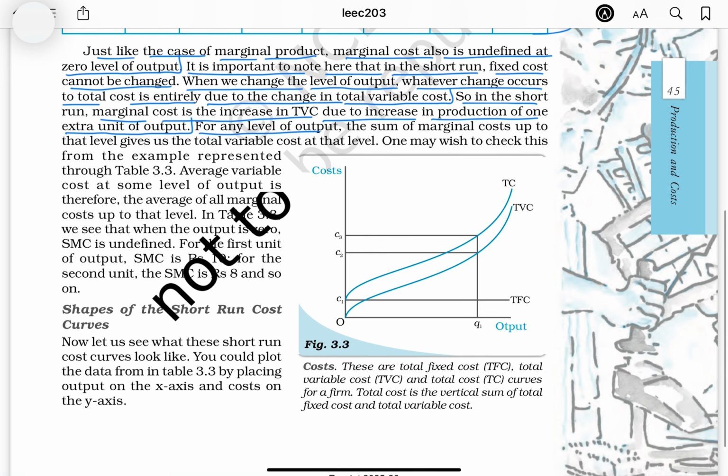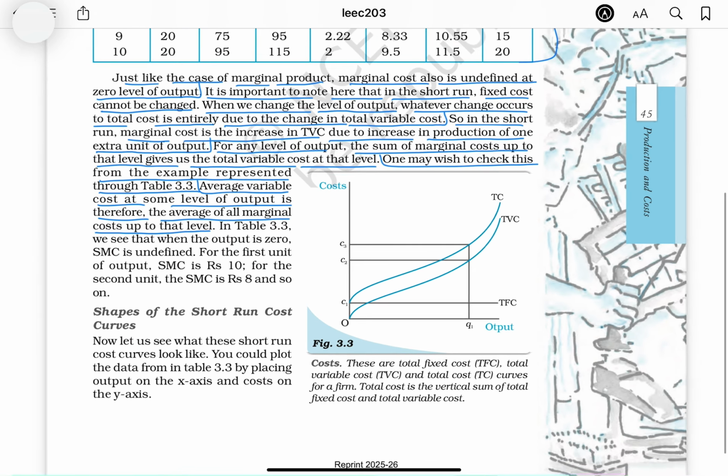For any level of output, the sum of marginal costs up to that level gives us the total variable cost at that level. One may wish to check this from the example represented through table 3.3. Average variable cost at some level of output is therefore the average of all marginal costs up to that level.